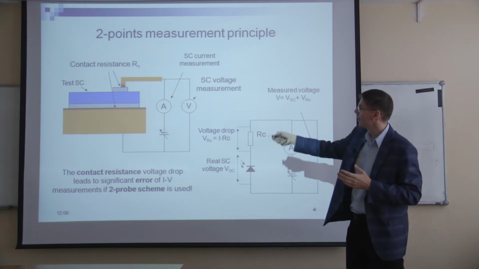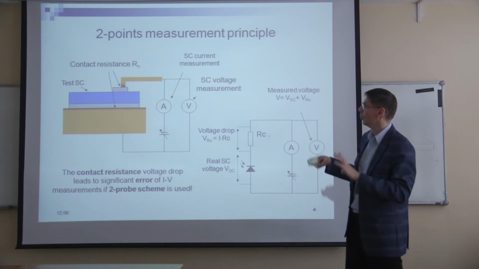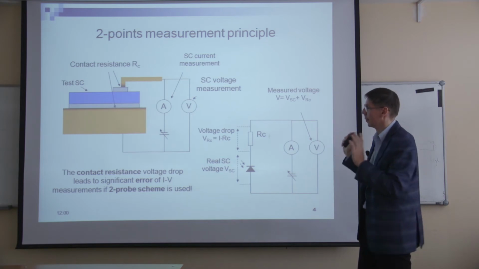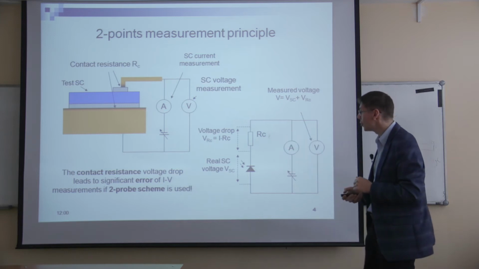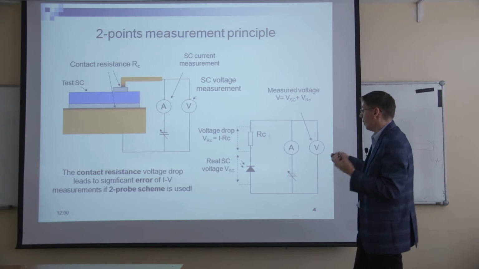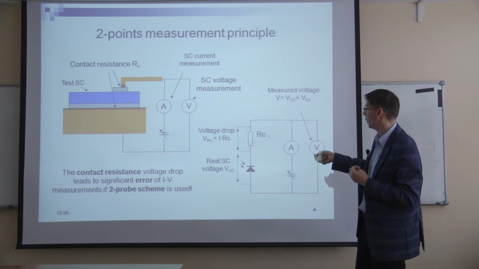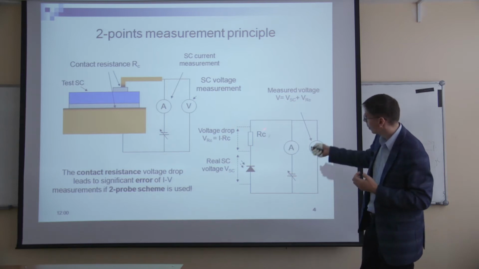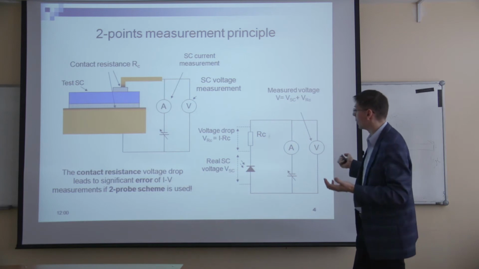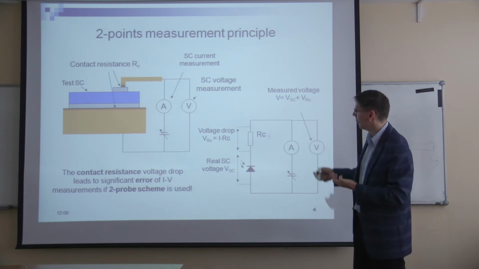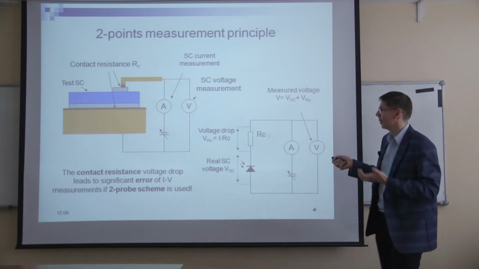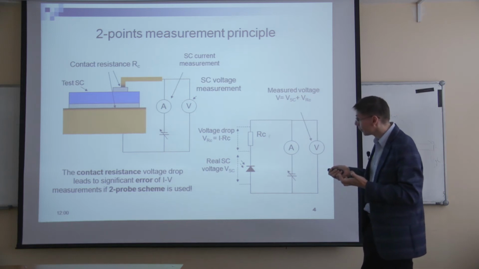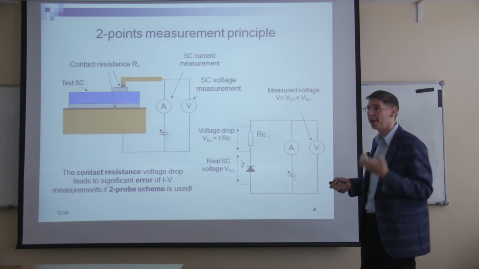So in this simplest case, even if you try to use a nice source meter with different channels of current and voltage, if you have a look at the equivalent circuit, you can see you have some contact resistance. So when we pass the current through the solar cell, we have a current here, and you have a voltage drop on this contact resistance, which could actually be quite strong.